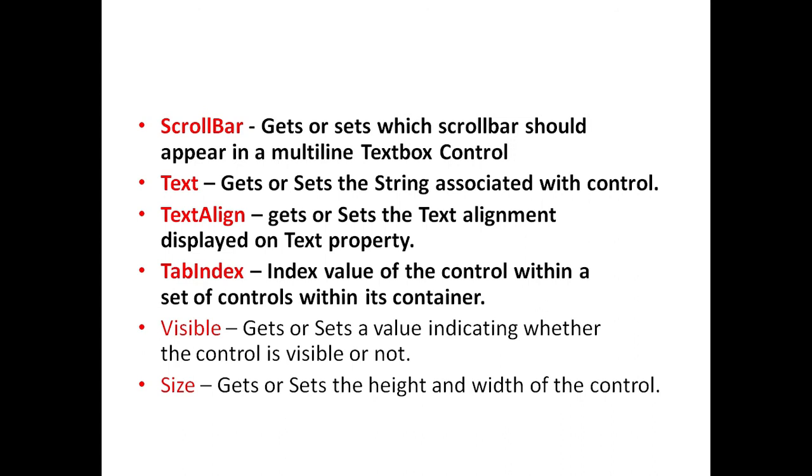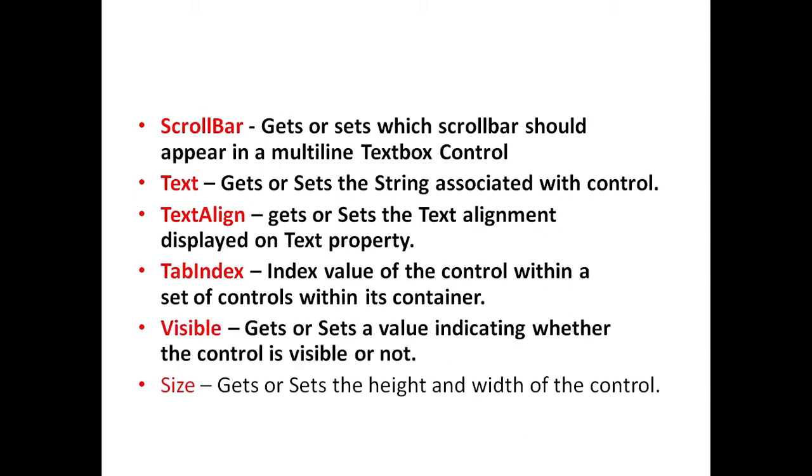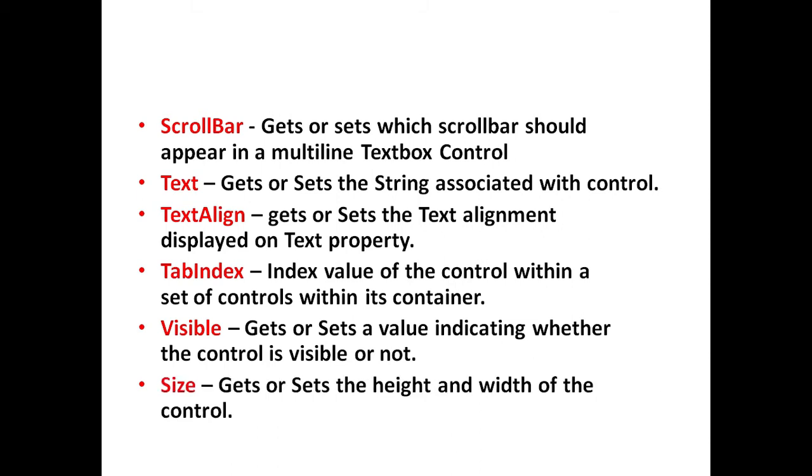Tab index is used to set the index value of a control within the set of controls in its container. Visible property is used to get or set a value indicating whether the control is visible or not. And size property is used to get or set the height and width of the control.